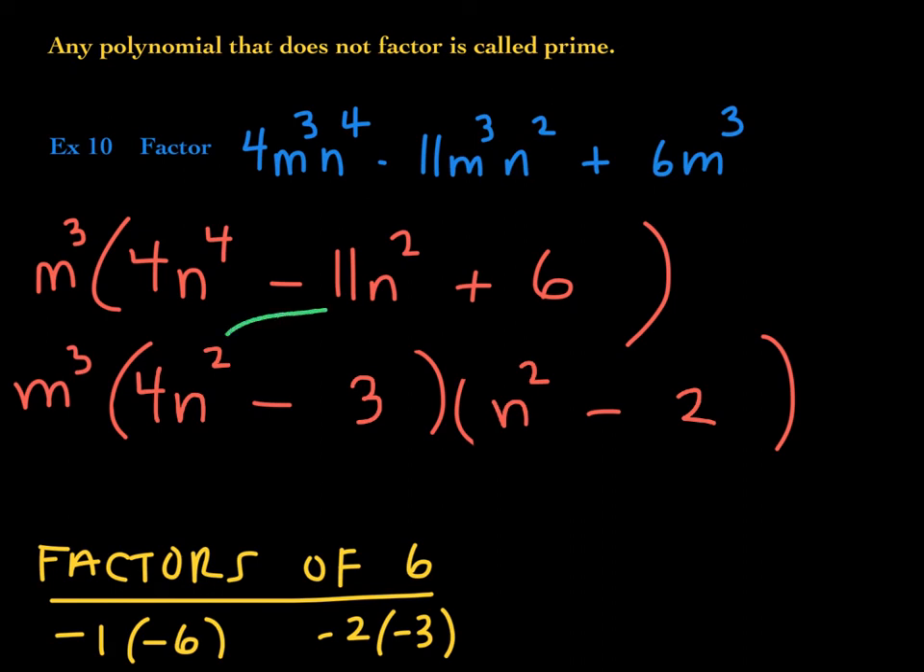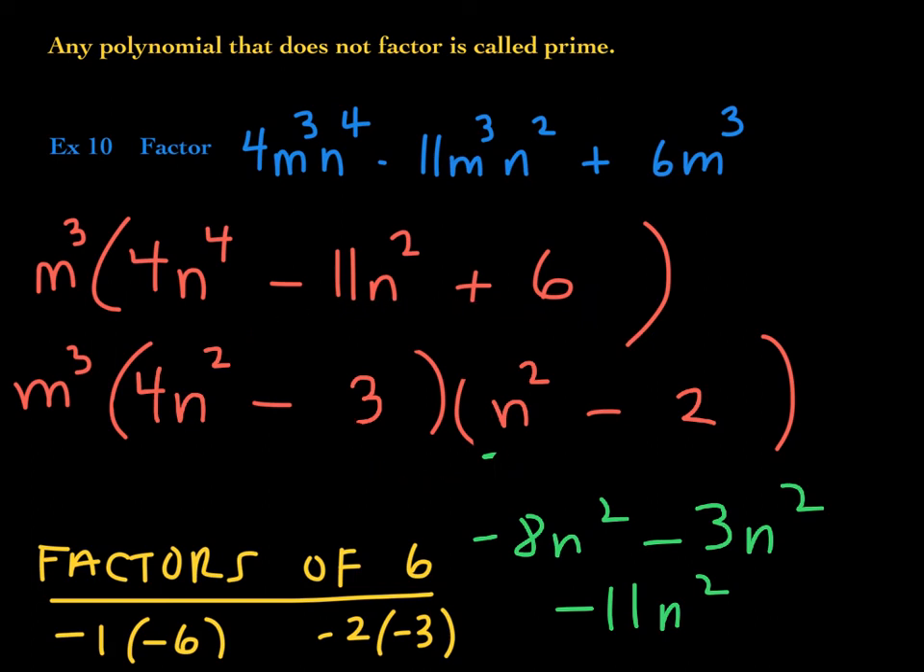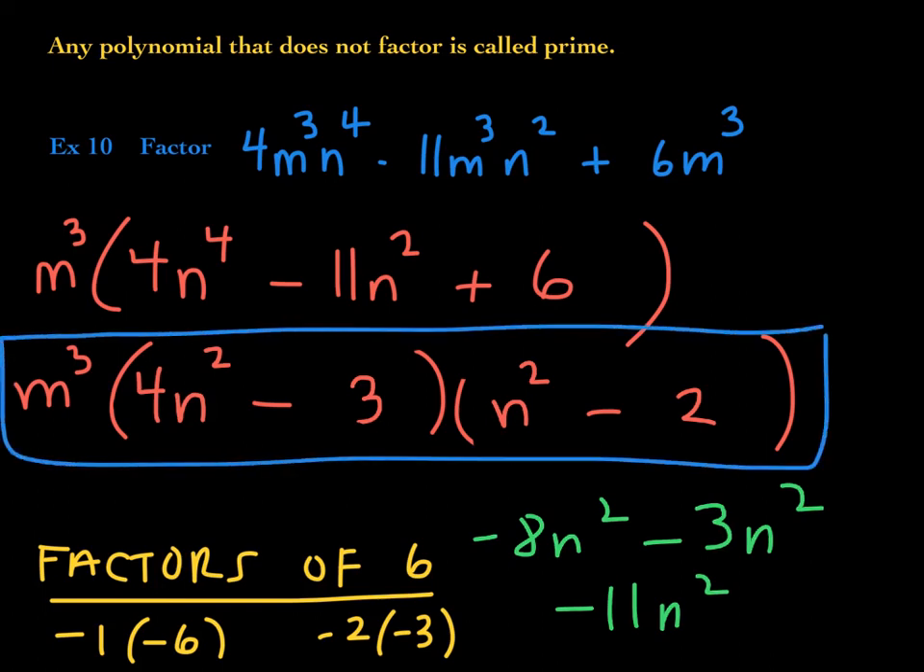4n squared times negative 2 gives you negative 8n squared. And this product gives you negative 3n squared. Look at this, negative 11n squared. Bingo. This is the correct factorization. It took us a few tries to get it, but we were persistent. We didn't give up. This is the factorization. Now, do not forget the GCF that you factored out from the very beginning.